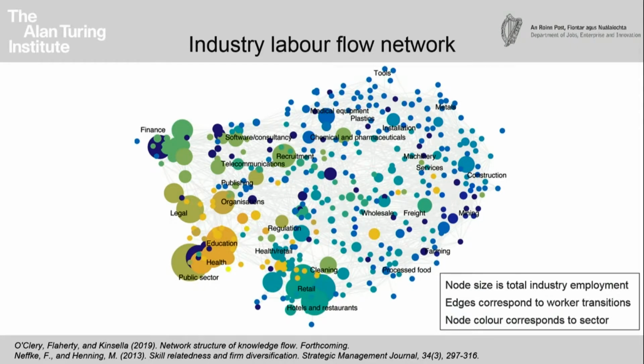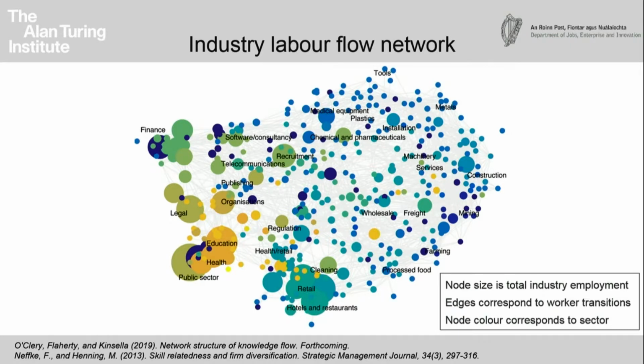What's interesting here is that the nodes are sized by employment. On the left-hand side, we see that most of the employment is focused in quite clustered regions of the network that are really focused on services: finance and the public sector, and retail and hospitality at the bottom. Here the nodes are colored by sector, and we see that the sector classification doesn't really capture very well the structure of the network. In fact, we have a lot of grouping of industries.